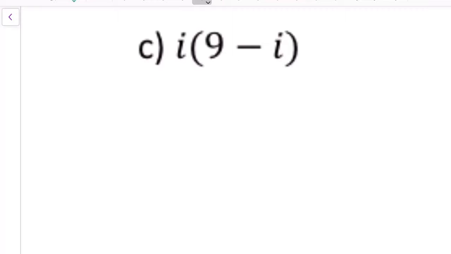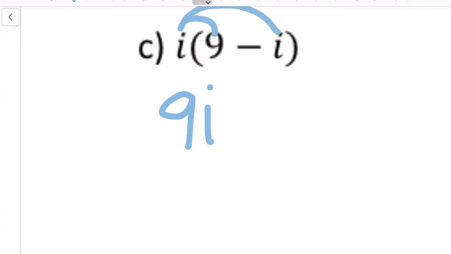C, what do we do, Ellie? Negative 9i. I mean 9i. Okay, there we go. We distribute 9i. Negative i squared. Yes, negative i squared.